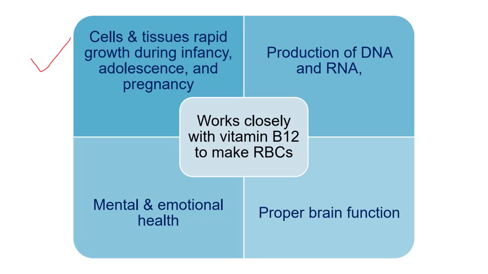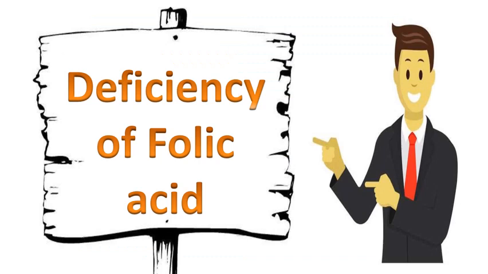Folic acid has a role in cells and tissues with rapid growth during infancy, adolescence and pregnancy. Then for the production of DNA and RNA, and it is mainly involved in proper brain function, it is required to maintain mental and emotional health, and works closely with vitamin B12 to make red blood cells.